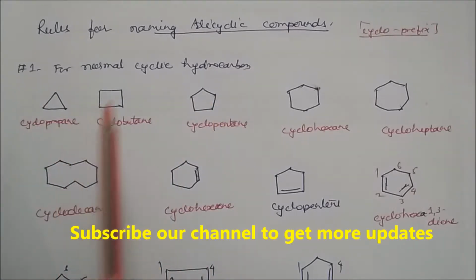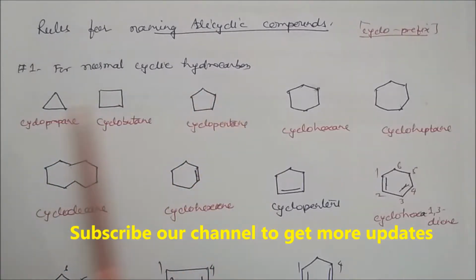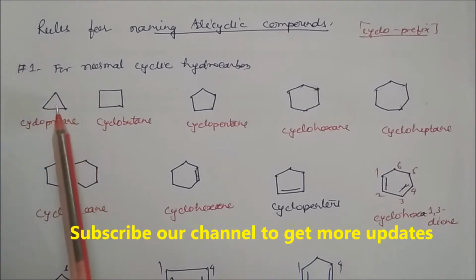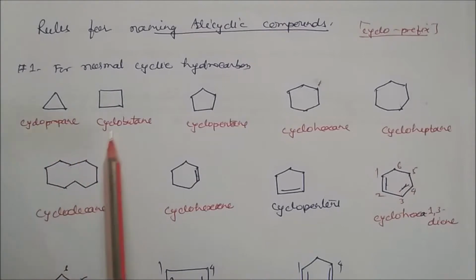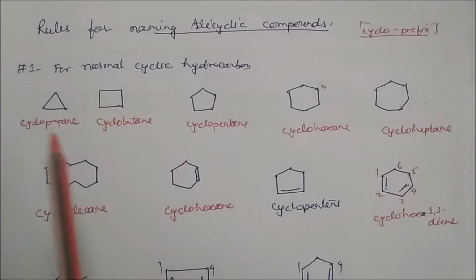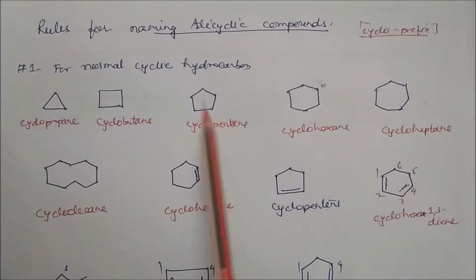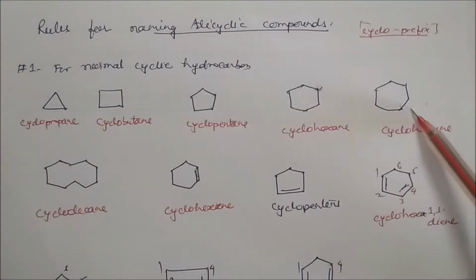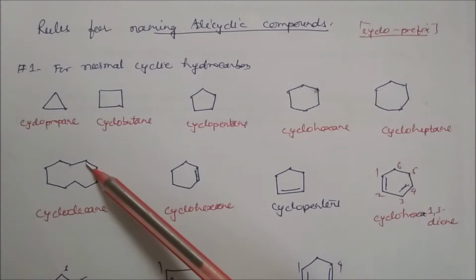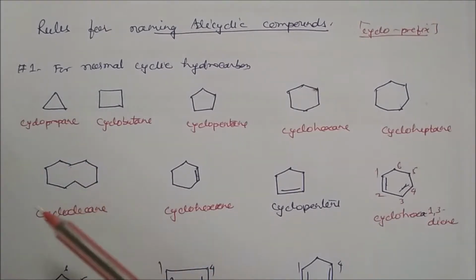So rule number 1, for normal cyclic hydrocarbons, how do you write? This is the simple hydrocarbon, propane, but you have to use the prefix: cyclopropane. For 4 carbon, it is butane, so cyclobutane. Similarly, 5 carbon, cyclopentane, 6 carbon, cyclohexane, 7 carbon, cycloheptane. Here, how many carbons did we count? There are 10 carbons, so it is cyclodecane.